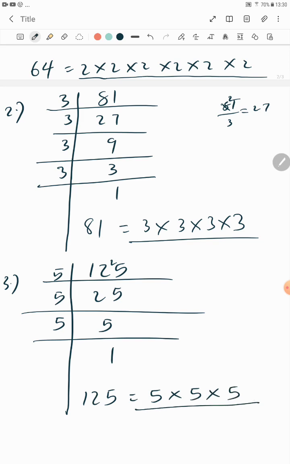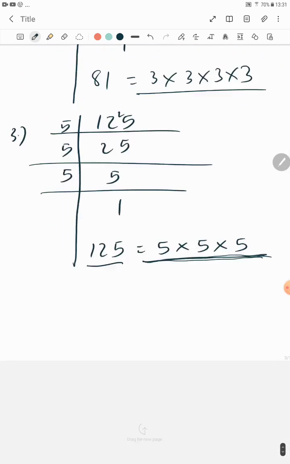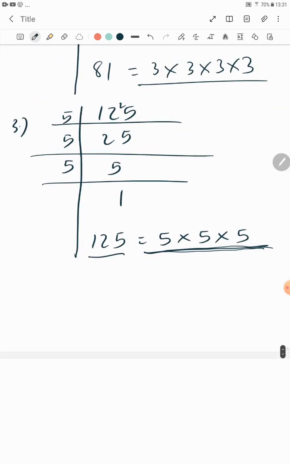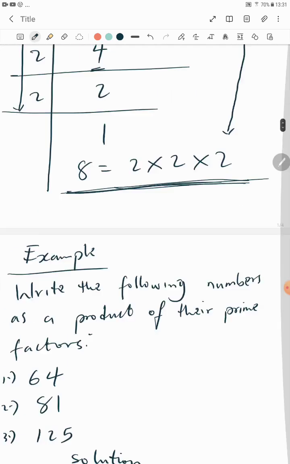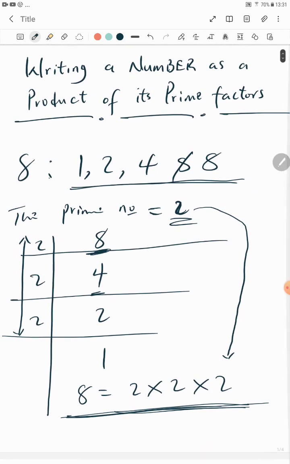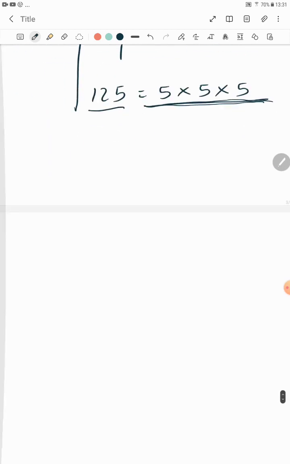So this is a product that will give me 125, and this product must be made up of only prime numbers, and those prime numbers must be the prime factors of 125. If you list out the prime factors of 125, you will see that it's only 5 that is a prime number in that string of numbers. So these are 3 examples that I have for you on this topic, writing a number as a product of its prime factors. I hope you do understand this.